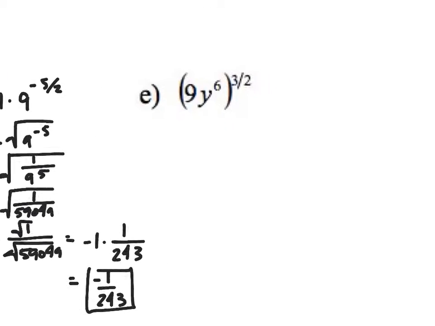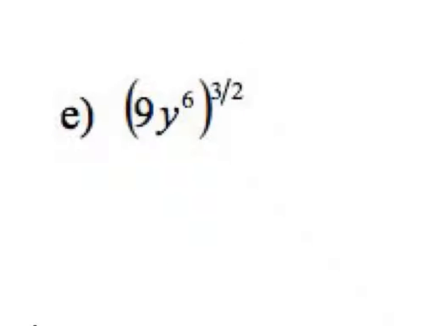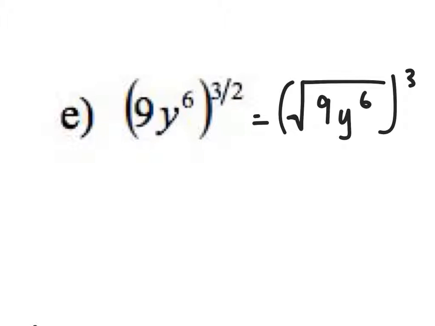So not too terrible. All right, let's take a look at this one and all the other ones we were doing with numbers. Let's do this with some variables here. On this one, I want to rewrite this as the square root of 9y to the 6th, and then we're going to cube that. If I take the square root of y to the 6th, then really what I want to do is take half of 6. So we're going to get the square root of, well, let's do this.